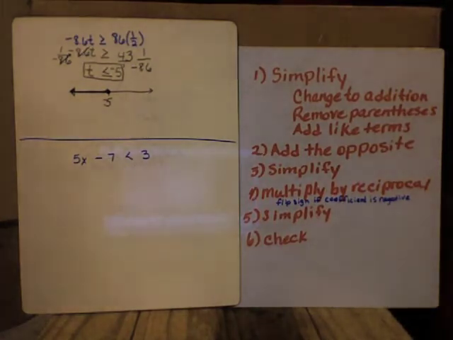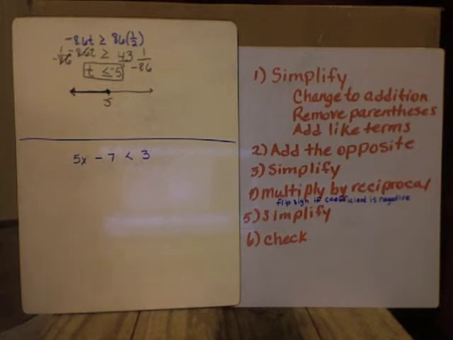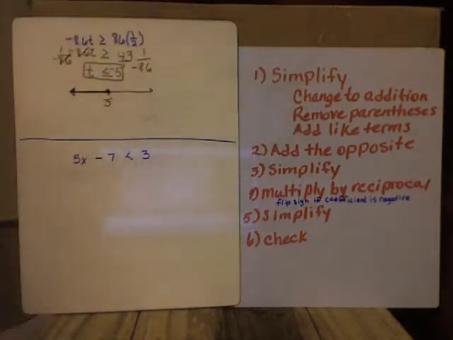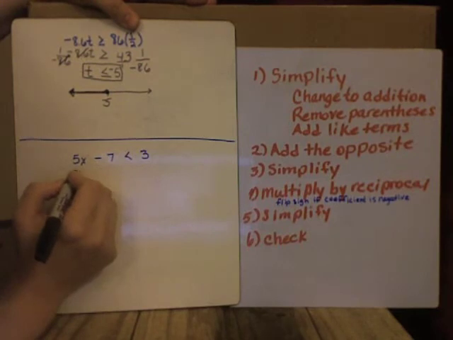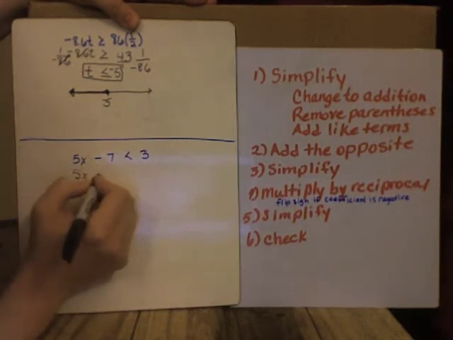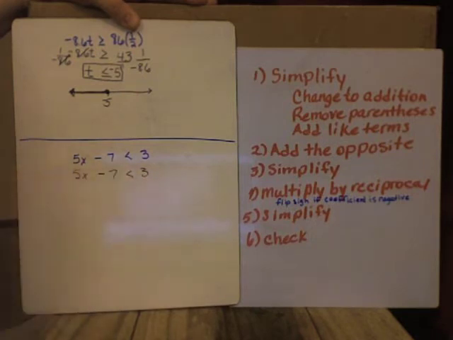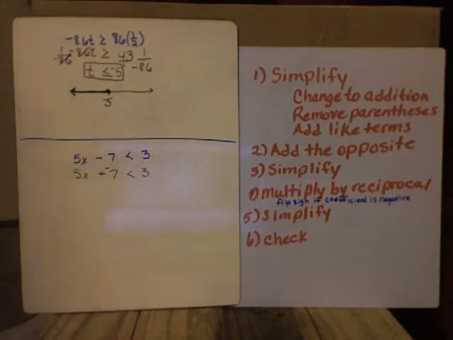Let's move on to our next problem. 5x minus 7 is less than 3. So again, we start from the beginning. Step number 1 says simplify it out if it needs to be. So we would change it to addition. Well, this one has subtraction in it, so we do need to do that step. So we just write it out exactly as it is. And then we just go add up. You change the subtraction to a plus and change the number that follows. This makes it easier to solve.